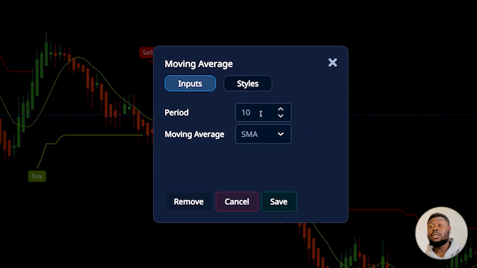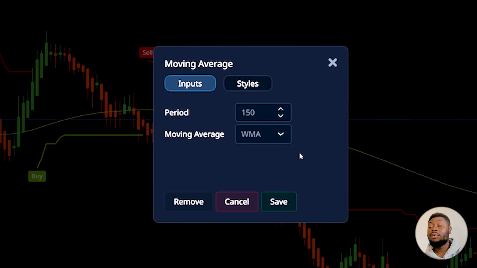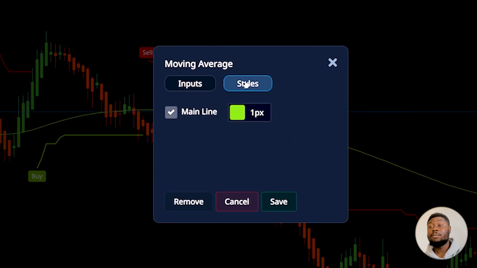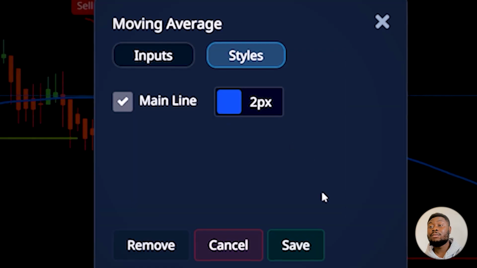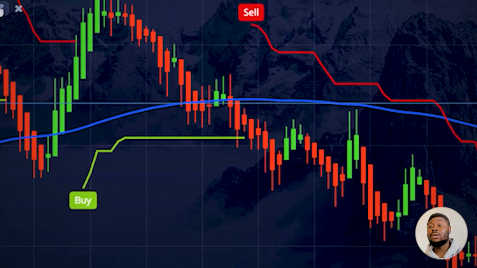Now you need to adjust the indicator settings. The moving average indicator has a time period of 150. The type will be WMA. I'll turn the indicator line color blue and increase the thickness. This way the indicator will stand out on the chart.